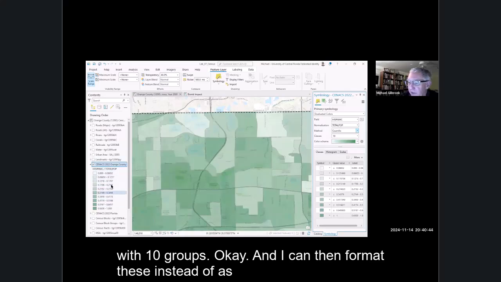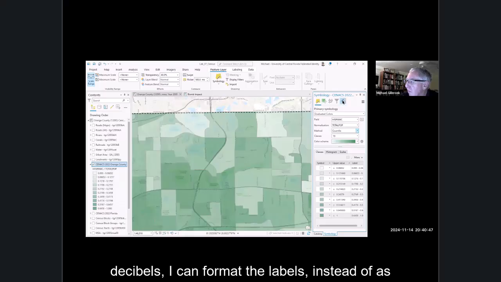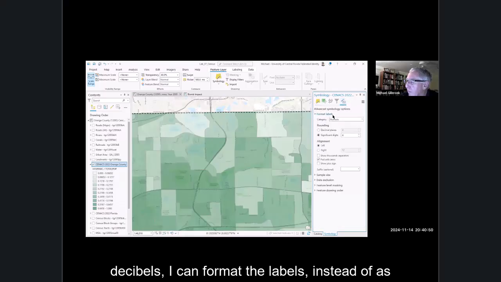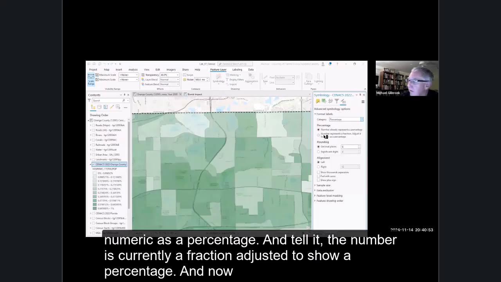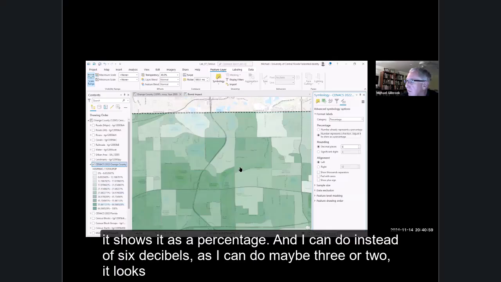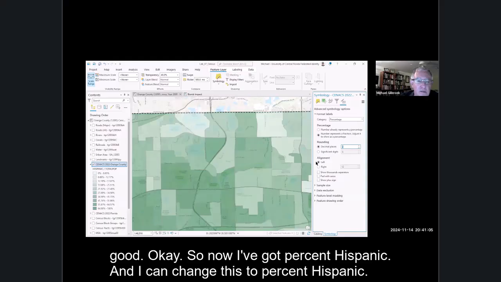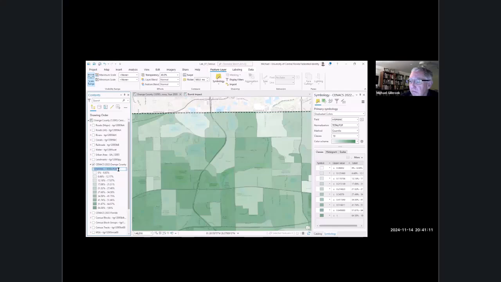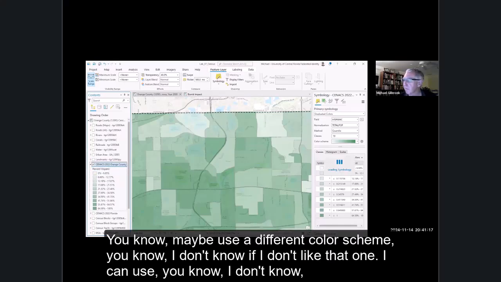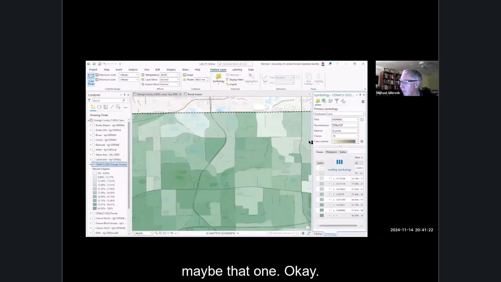And I can then format the labels, instead of as numeric, as a percentage, and tell it the number is currently a fraction, adjust it to show a percentage, and now it shows it as a percentage. And instead of 6 decimal places, I can do maybe 3 or 2. 2 looks good. Okay, so now I've got percent Hispanic, and I can change this to percent Hispanic. And maybe use a different color scheme. If I don't like that one, I can use, I don't know, maybe that one. Okay.